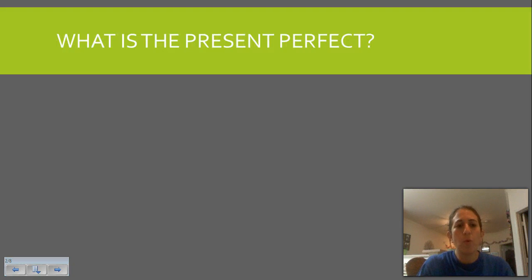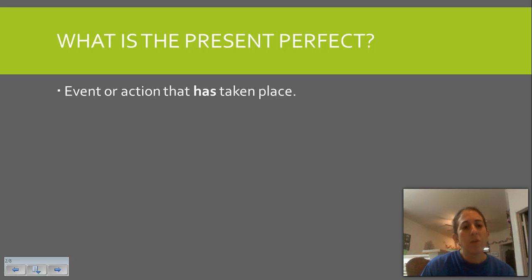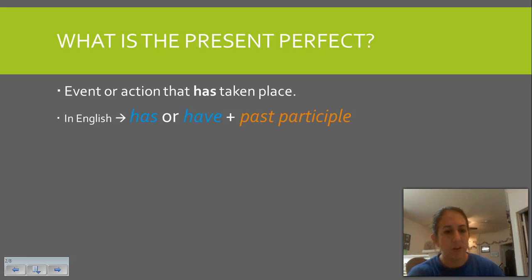So first we're going to talk about what is the present perfect in English. How do we identify it? When is it used? So on your notes, I want you to go ahead and write your own little definition based on what I talk about on this slide. So the present perfect is an event or action that has taken place. All right. In English, it looks like this.